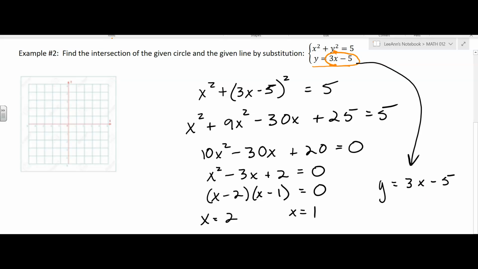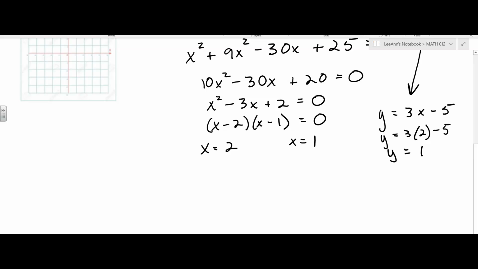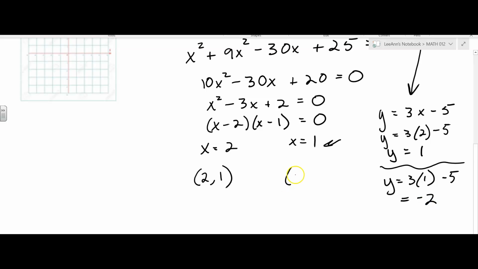So the first one, if I plug in a 2 for x, I get y equals 1. You work that out. Okay, so that's one ordered pair, (2, 1), right? x, y. Now, the other ordered pair is when x equals 1. So you get y equals 3 times 1 minus 5. Which would be what? Negative 2. And so we get another ordered pair, (1, negative 2).